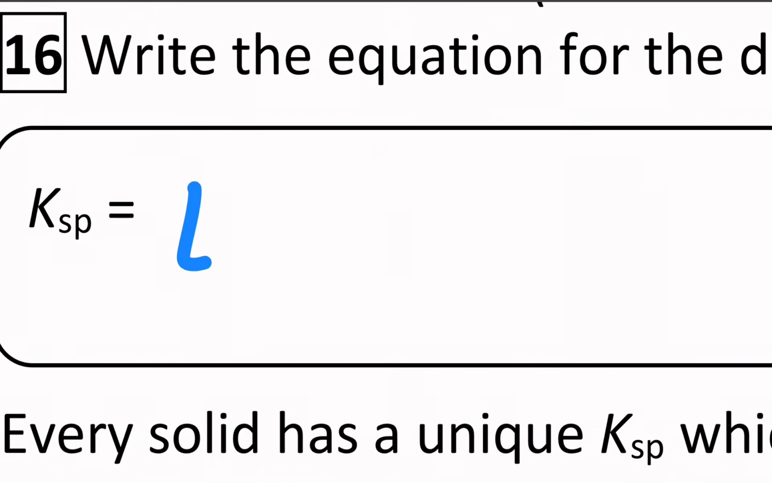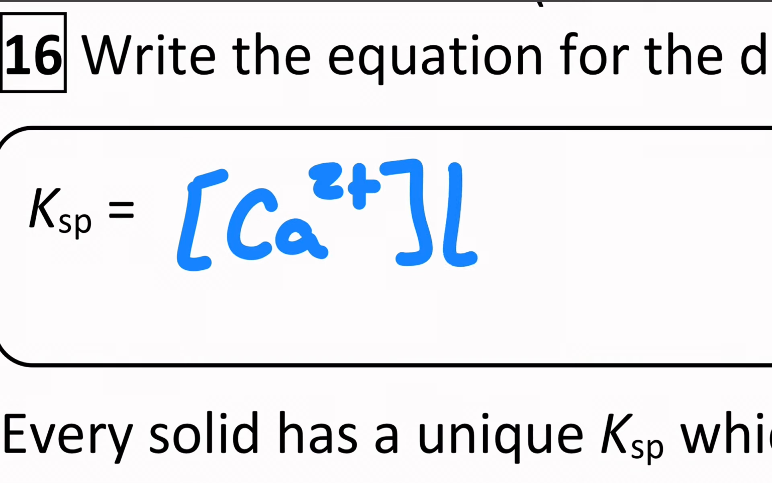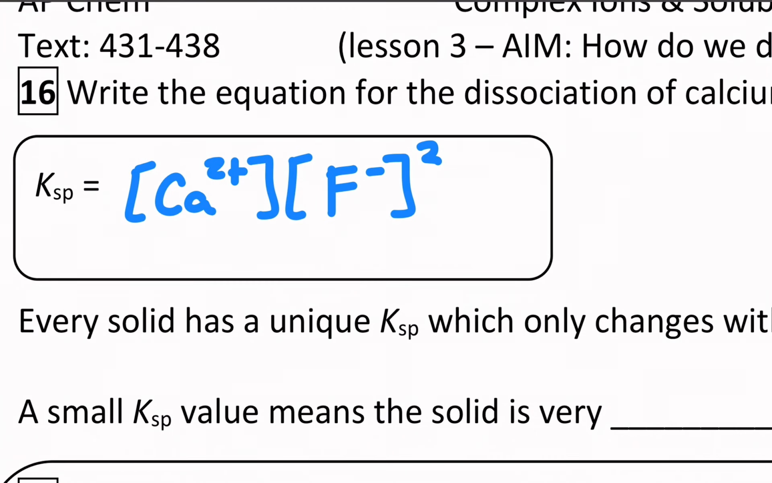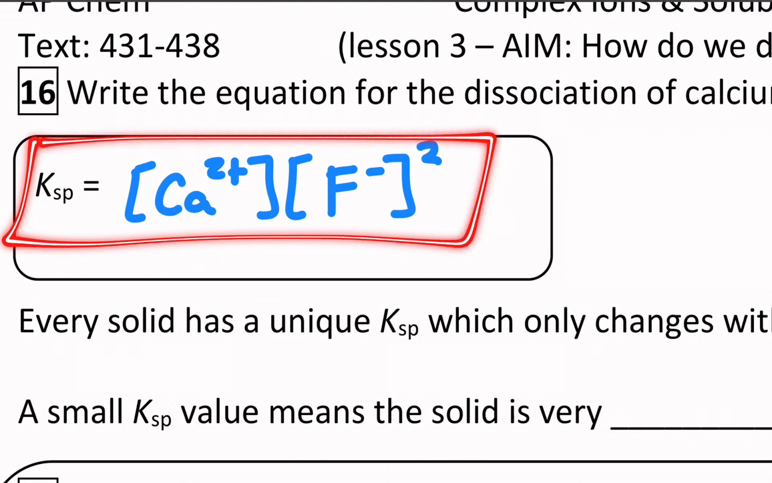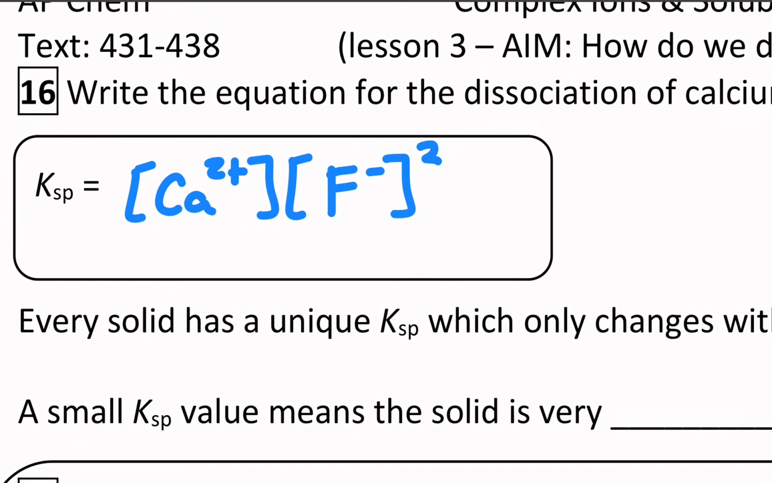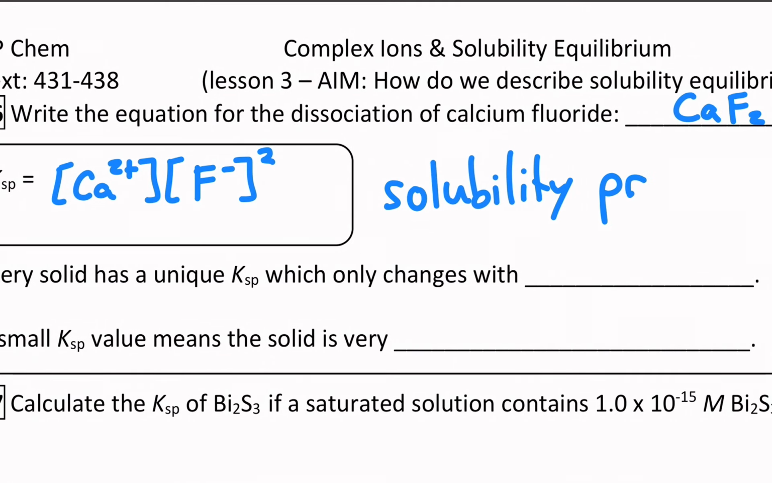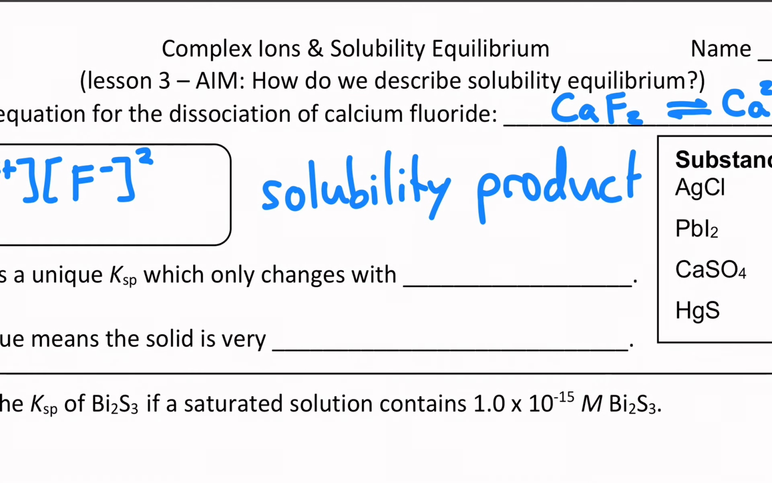Because it's only aqueous ions on the right-hand side, we can simply write the concentration of each ion raised to their coefficient, so the fluoride gets squared, but the activity of a solid is 1, so this doesn't include the solid calcium fluoride. It's just the numerator that we normally see in an equilibrium expression. And this is called the solubility product expression. But it's just like any other KSP or K value that we've seen in the past.